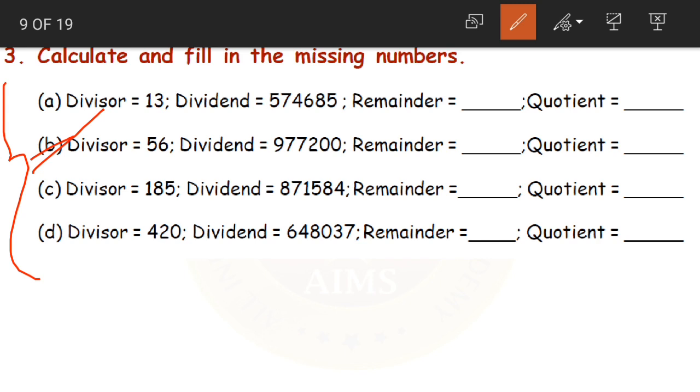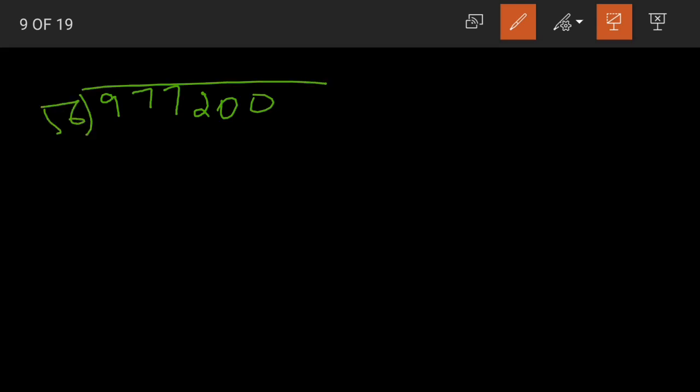9,77,200 divided by 56. So we'll take a blank slide. First, what should we do? We should write the 56 table. Yes, 56 ones are 56, 56 twos are. If you remember, how should we write the multiplication table children? Here 2 6s are 12. 2 written here, 1 carried. 2 5s are 10 plus 1 becomes 11.